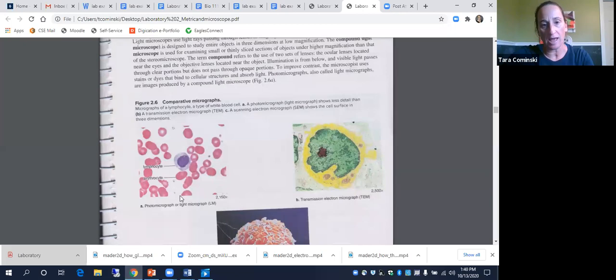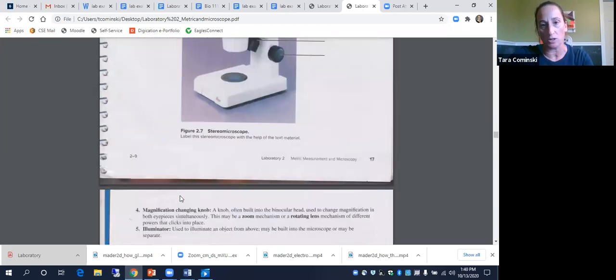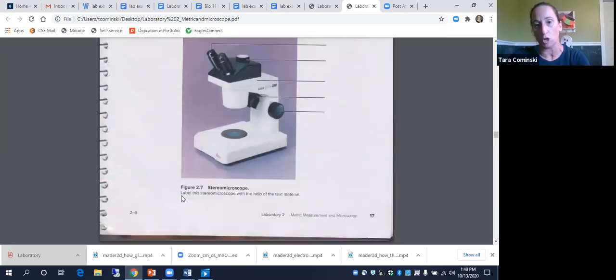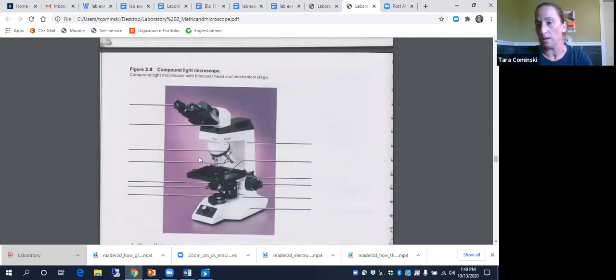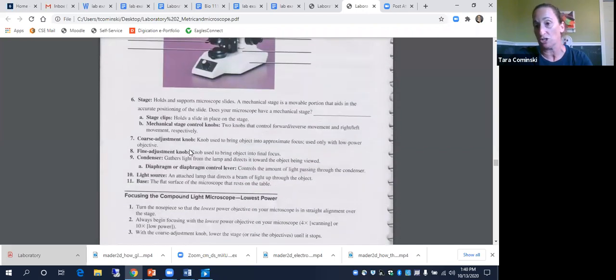So for this lab, I just wanted to remind you guys: parts of the microscope, not the dissecting scope, but the compound light microscope. You labeled these in your lab report for the lab assignment. So you should know these main parts of the microscope and also the function of the main parts that are listed here, okay?